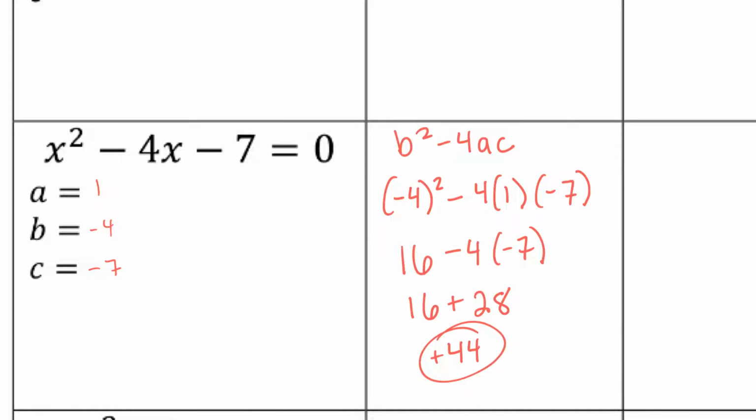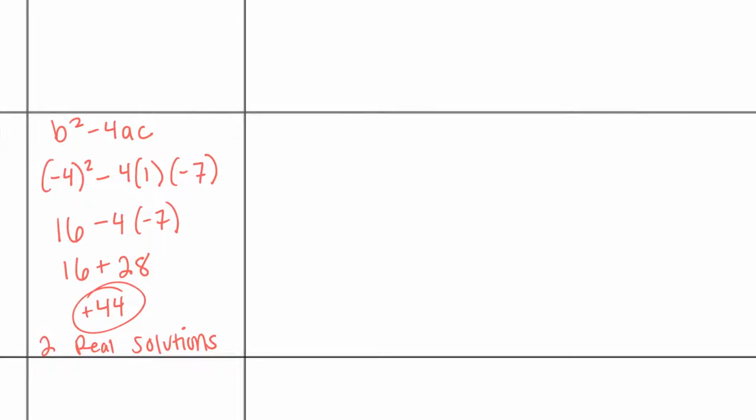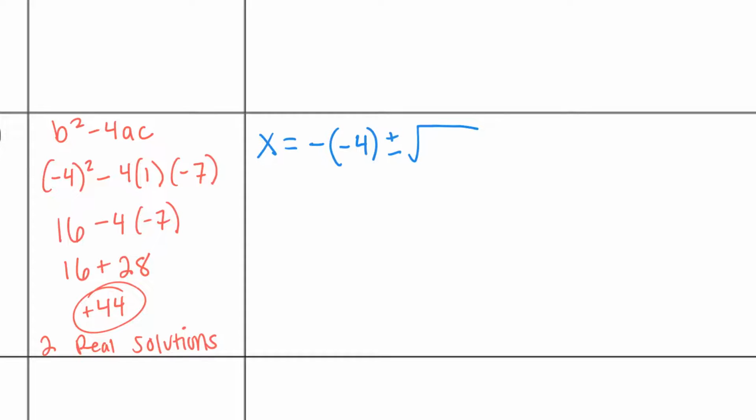Okay, now since it's positive, it means I'm going to be looking for 2 real solutions. Okay, so then I'm going to move into my third box and plug that into my quadratic formula. X equals, because we're looking for x-intercepts, and I have -b, so I have negative, and then my b was already negative, so I'm going to have 2 negatives, so -4 plus or minus the square root of my discriminant, so I have 44 in here, all over 2 times a, my a was 1.